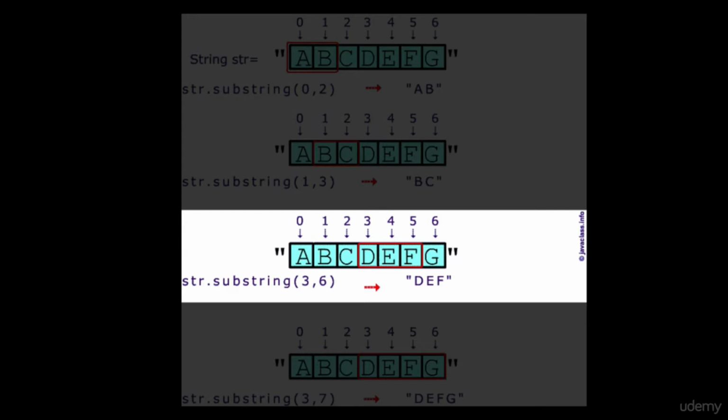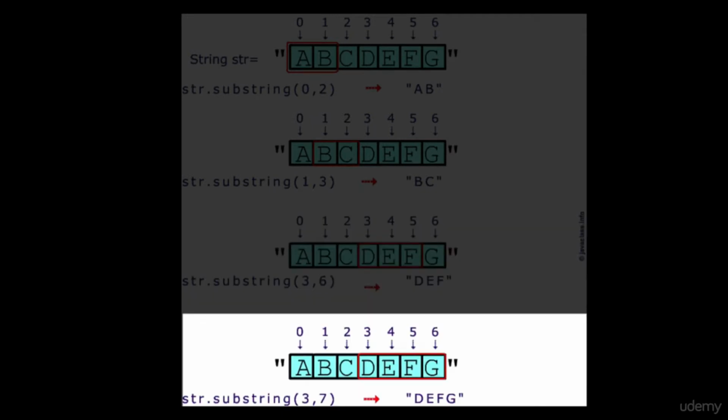So let's look at the final example. We start from index number 3, which is the character D, and then we go up to 7, okay? And that is taking us all the way down past the 6th index. So this doesn't fail because we are following the rule. The second argument is up to, but not including. Okay, so that's why it's just going to take us from D to G, and that's what we have there. Let's go back into Eclipse and learn some other things about strings.